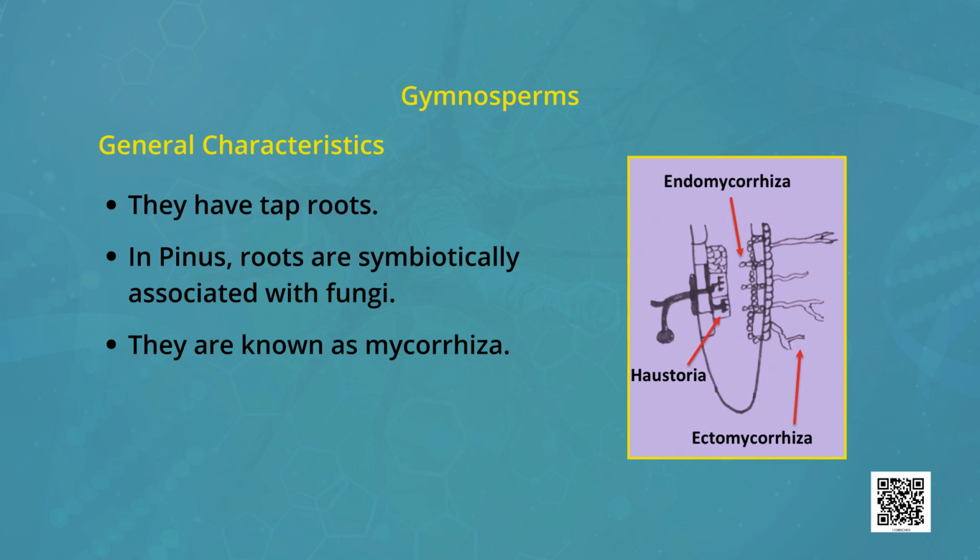In the given diagram, you can see mycorrhiza of two types, endomycorrhiza and ectomycorrhiza. In Pinus, ectomycorrhiza can be seen. Example for fungus which remains associated with the roots of Pinus is Glomus.